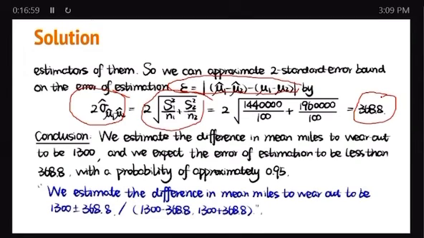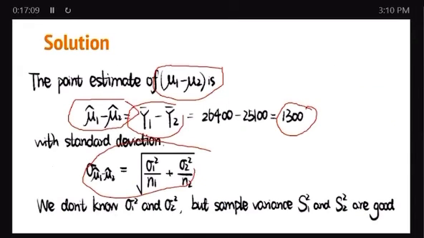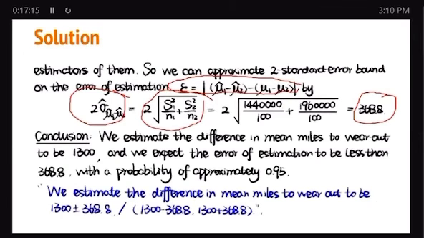Now, conclusion: we can estimate the difference in mean miles to wear out to be 1,300. The 1,300 difference is the point estimate that we got. But what about the error margin? The error margin is what we calculated. And we expect the error of estimation to be less than that with a probability of 0.95. Where is the probability of 0.95 coming from? Because they mentioned 2 standard deviations. And don't forget, the empirical rule applies because this is approximately normal. 2 standard deviations is 95%.